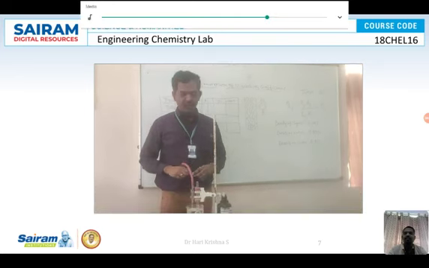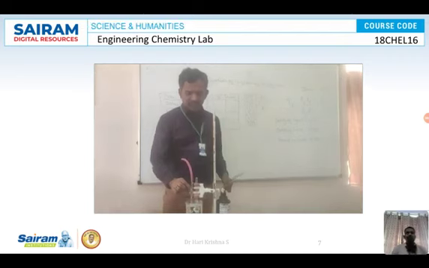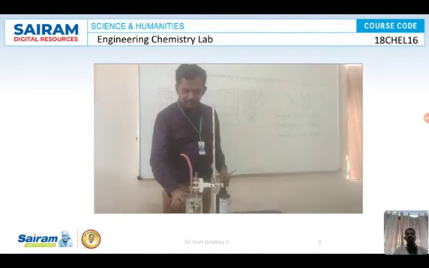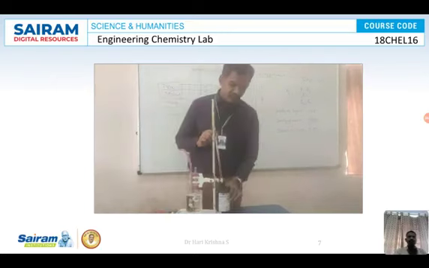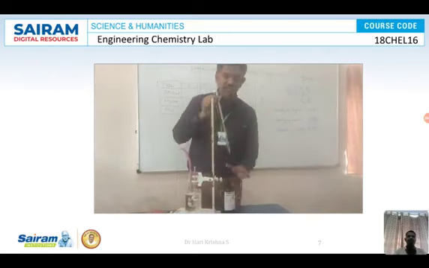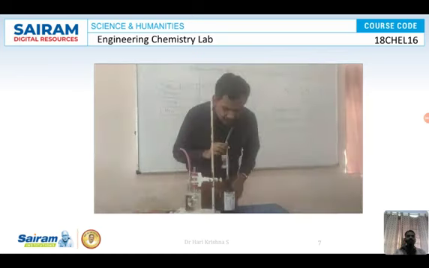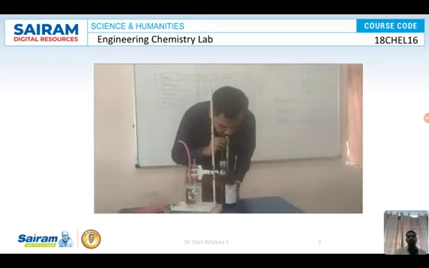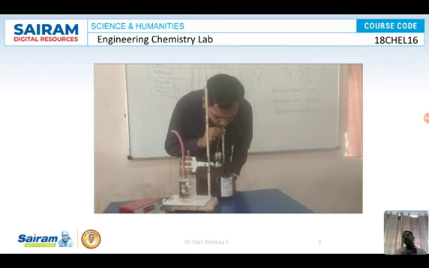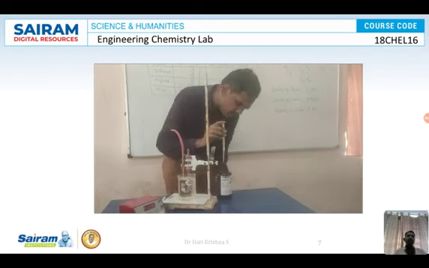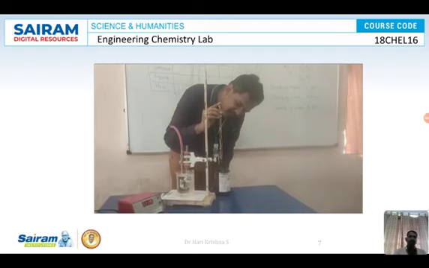This is a demonstration of how to determine viscosity of an organic liquid. We have the viscometer here, then water. I'm going to pipette out 10 ml of organic liquid here. This is a graduated pipette, and with it I'm going to pipette out 10 ml of organic liquid. You keep the bulb of the viscometer in a water bath to maintain constant temperature.